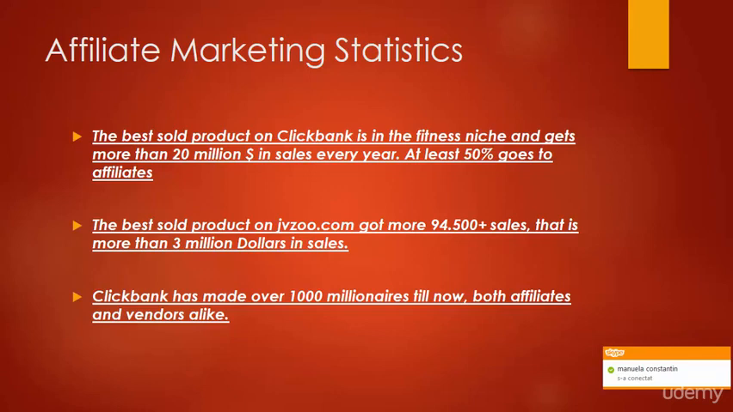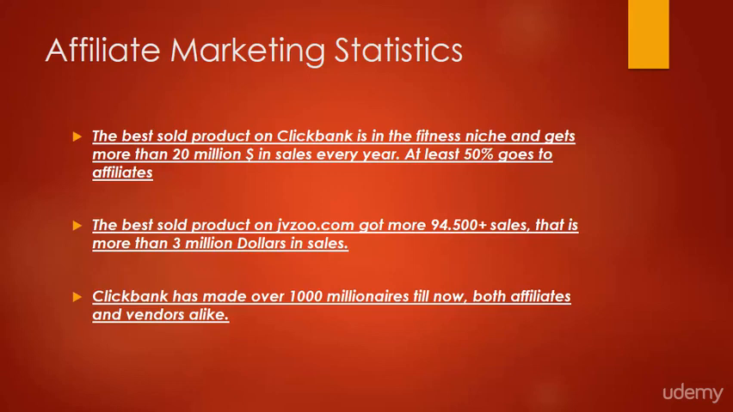Then we have the best sold product on jointventurezoo.com. The biggest launch got more than 94,000 sales. That is more than $3 million in sales. That is amazing, because it happened in a matter of a couple of weeks. Most of the launches on Joint Venture Zoo last somewhere between 3 days and 1 week. So that happened maybe in 1 week or 2 weeks, which is absolutely amazing.